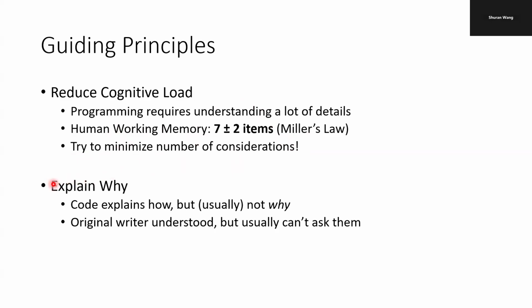Your coding style should explain why, while your code explains how. The original writer understood why they wrote this code this way, but the reader needs to understand it. Usually you cannot ask the original writer why they chose this algorithm to write this part of the program, or the original writer will forget. So keep the documentation in the code by using coding style.